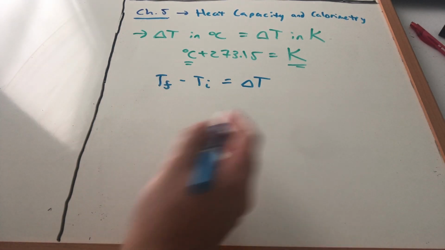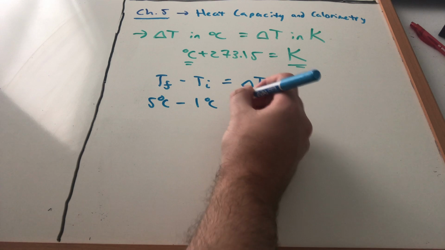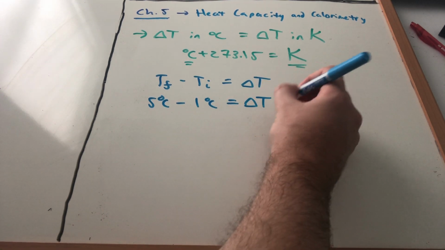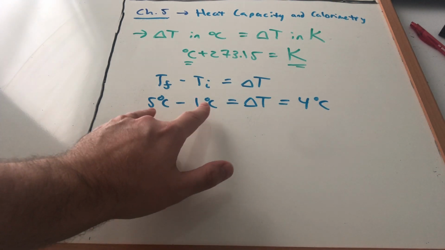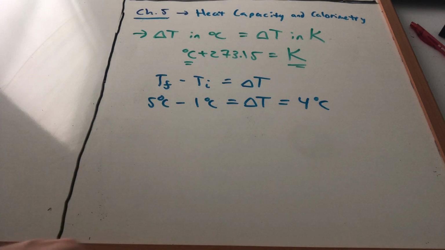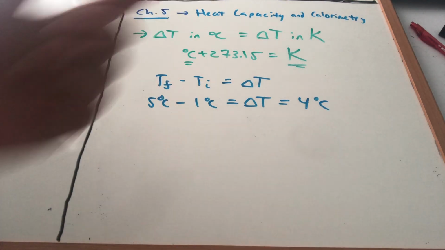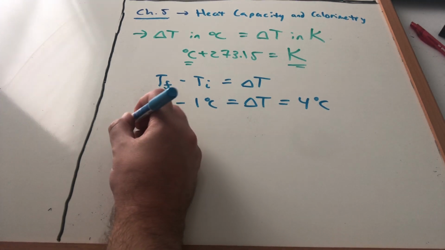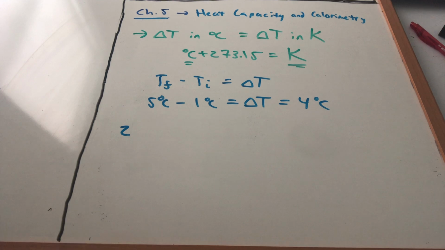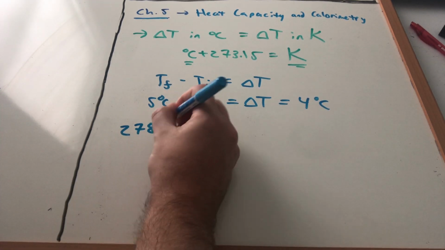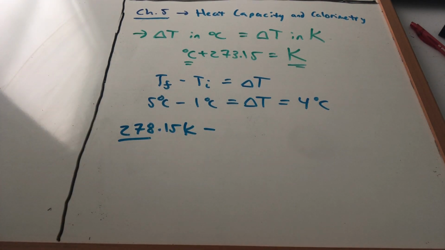Well, let's take a simple delta T. Let's say we have 5 degrees Celsius and then 1 degree Celsius. So in this case, my delta T is 4 degrees Celsius. Let's look at the exact same change in temperature, but do so in Kelvin. Well, what do I do to this degrees Celsius to get to Kelvin? I add 273.15. So what I'll get is 278.15 Kelvin.